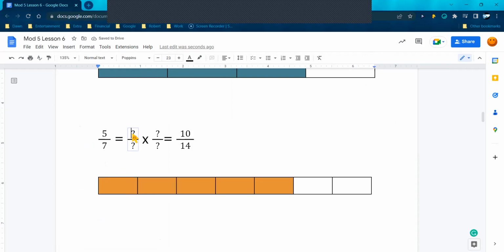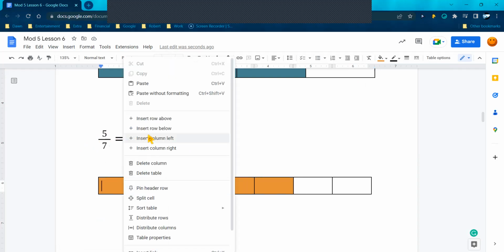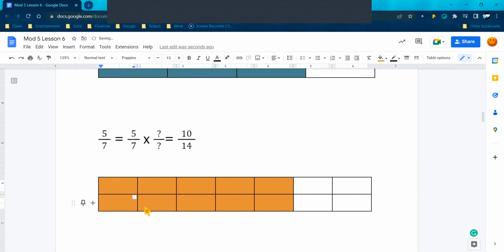Okay, so right here, you could do this first, you could do this last. Either way works. It's just that you know this fraction needs to come over. This says I need 14. I know I have 7. So I'm going to add in one more row below and count 7, 8, 9, 10, 11, 12, 13, 14. Look at that. I have 14. So 5 times what gives me 10 and 7 times what gives me 14. I see here that I have 2 rows. So right here, I'm going to write in a 2, you guys.